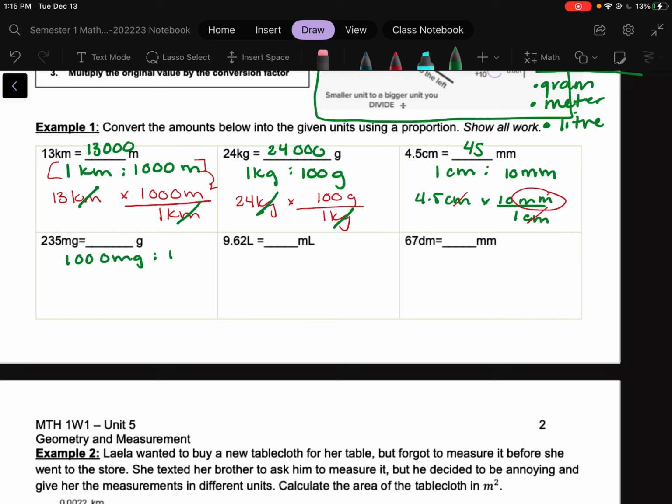So I'm going to write the next 3 conversions down. So we have 1,000 milligrams is equal to 1 gram. We have 1 liter, which is equal to 1,000 milliliters, and we have 1 decimeter, which is equal to 100 meters. I want you to try it out, show your work, and then solve for it. Let's see if you get it right.